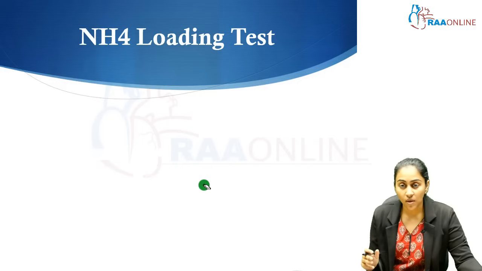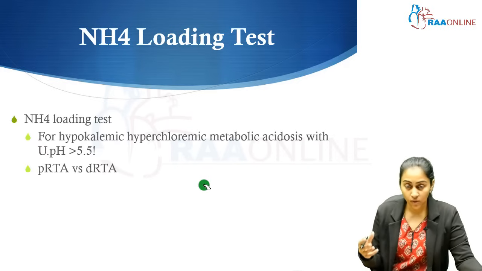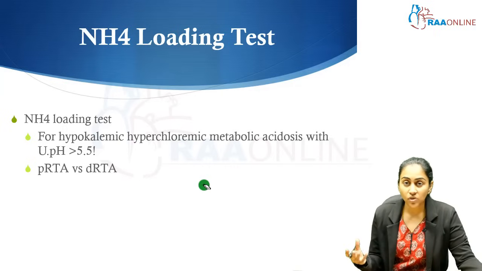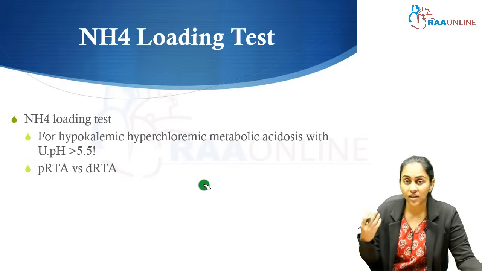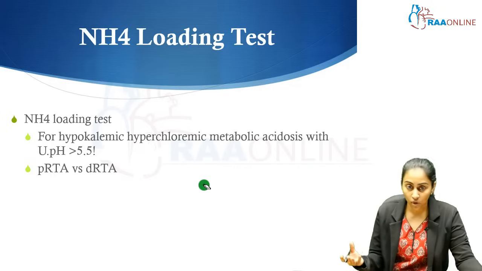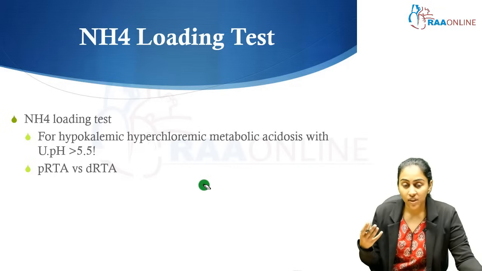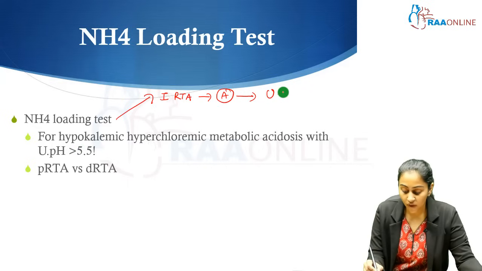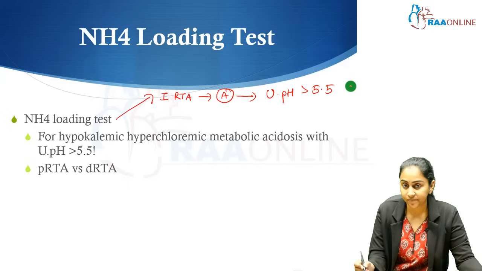Now, what is this ammonium chloride loading test? Basically, you load the patient with an acid, which is ammonium chloride, and then you see whether the patient is secreting this acid in the urine or not. So, when you give the patient this acid, what happens in type 1 renal tubular acidosis? Here there is a problem with acid secretion, right? So, even when you give the acid, you will find that the urine pH is still above 5.5.